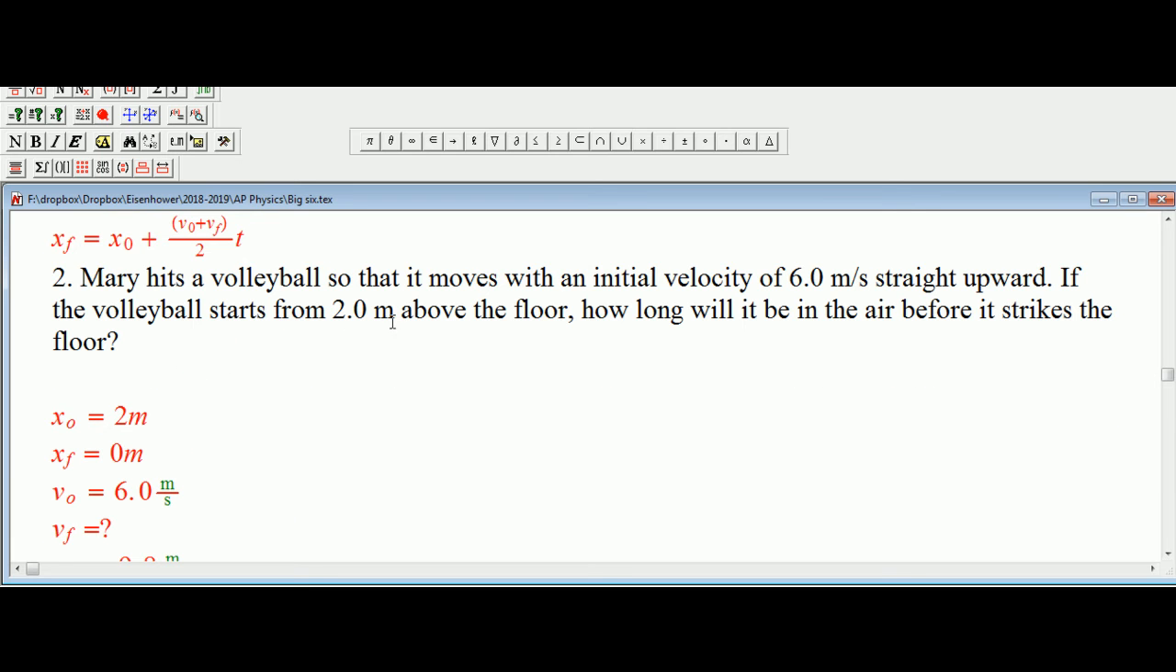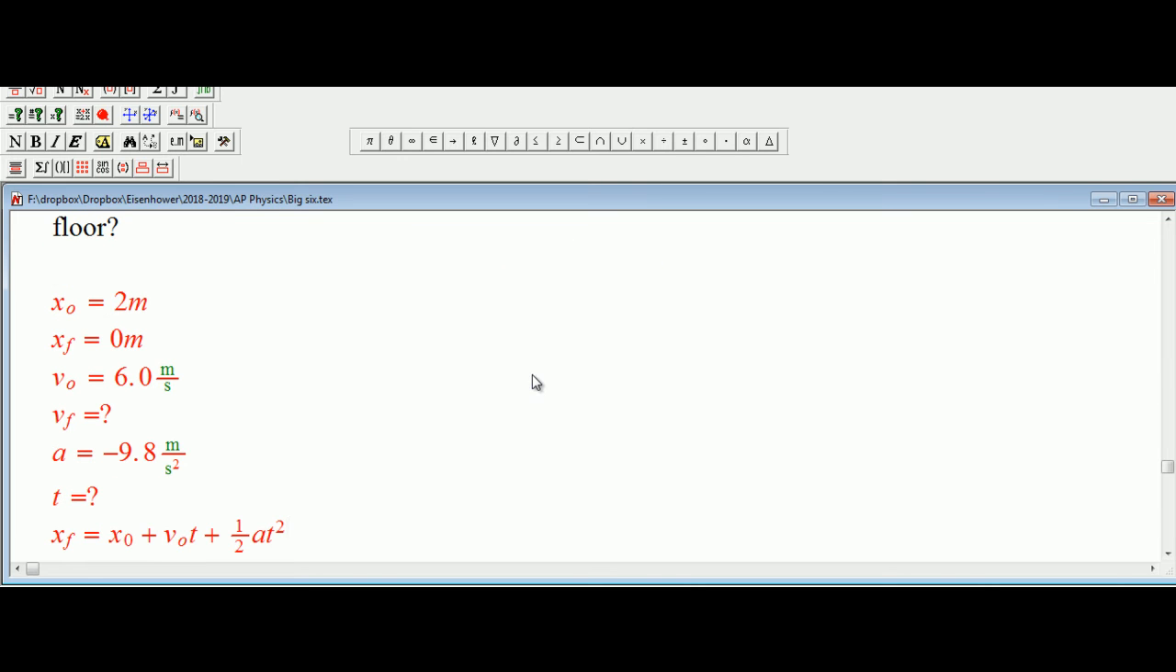Since Mary hits a volleyball so that it moves with an initial velocity of 6 meters per second straight upward, all our x's should become y naughts. So let's take a moment and change those. As you can see, we now changed the x's to y's, so we're in the vertical direction.